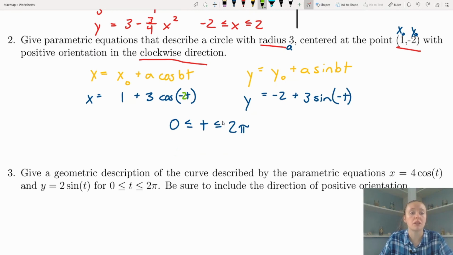I'll just do negative t as the input into both cosine and sine. So that we're going from 0 is less than or equal to t, which is less than or equal to 2 pi, to get that full circle. So those are the parametric equations that describe a circle with a radius of 3, centered at the point 1, negative 2, with positive orientation in the clockwise direction.